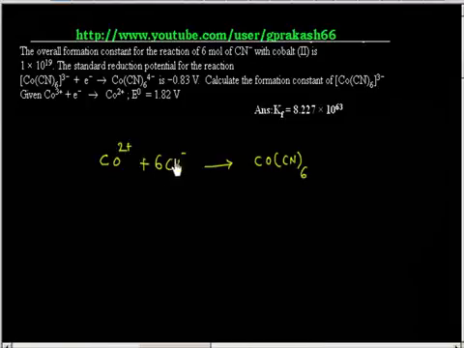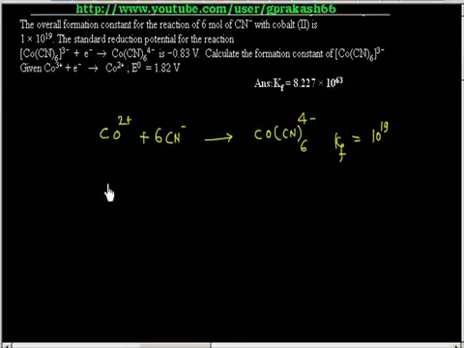So on this side I have to have a 4 minus charge. Now for this reaction, the Kf value is given, the formation constant is 10 to the power 19. Now we have to calculate the E degree for this cell. The standard reduction potential for this cell is also given.